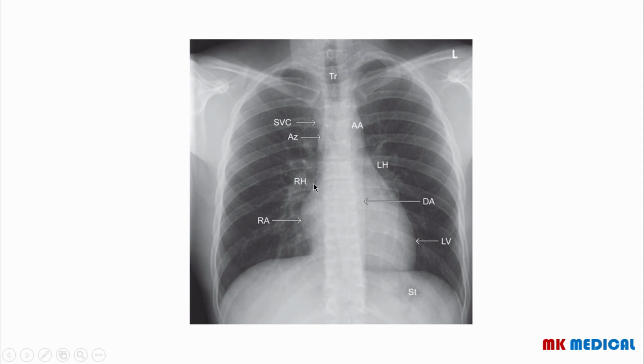there, and of course this is the right hilum, this is the left hilum, and this is the stomach, because the stomach has a gastric bubble in it because it has air. And remember, on the X-ray, air is going to appear dark.